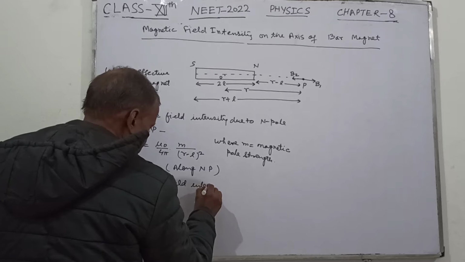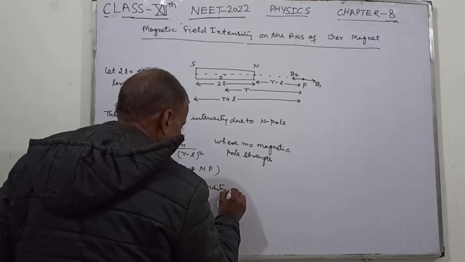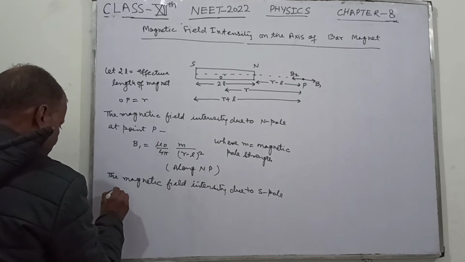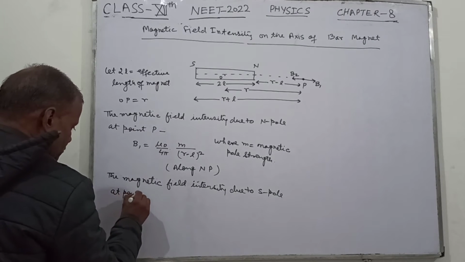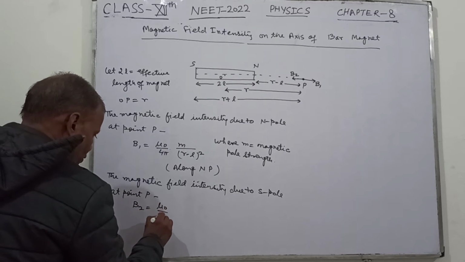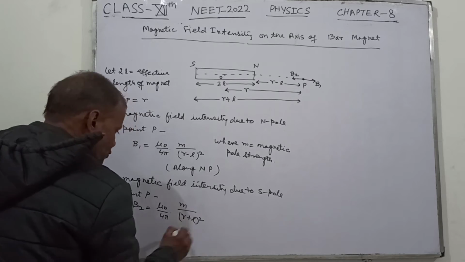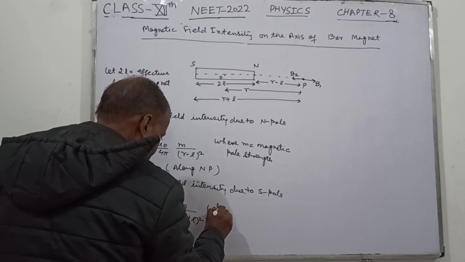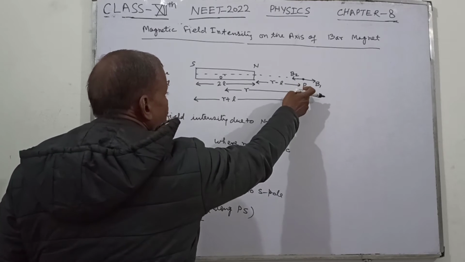The magnetic field intensity due to the S pole at point P is now B2, equal to mu naught upon 4 pi into M upon R plus L whole square. Now this is in the direction along PS, in this direction.